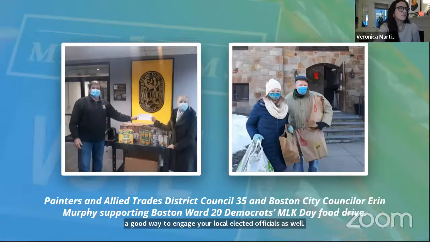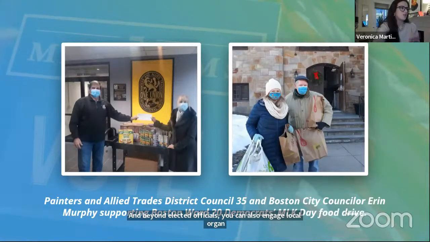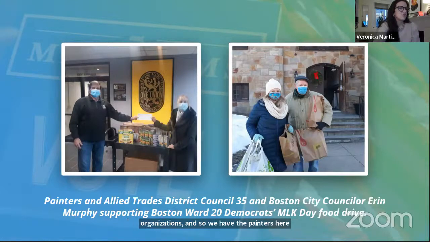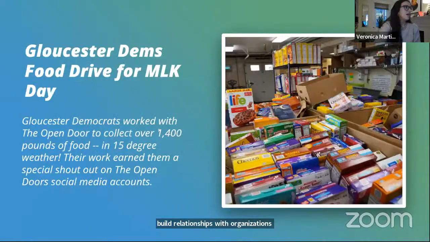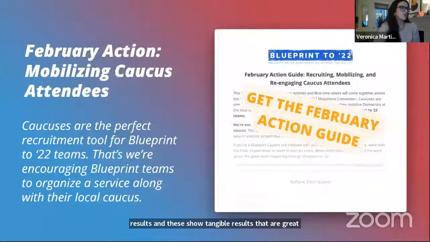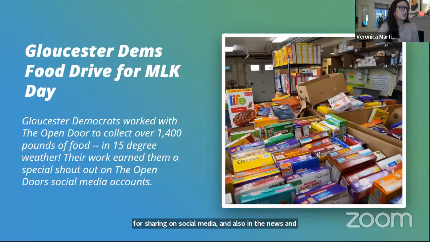And beyond elected officials, you can also engage local organizations. And so we have the painters here supporting our food drive, as well as another Boston City Councilor supporting as well. So it's a good way to build relationships with organizations in the area. And then finally, I think I have 2 more slides, but one of them is that this shows real results, and these show tangible results that are great for sharing on social media and also in the news. And so I think I had it in the first slide, but this is a great thing to share on social media to show what your committee is doing or what your group of Democrats are doing in the area as well.